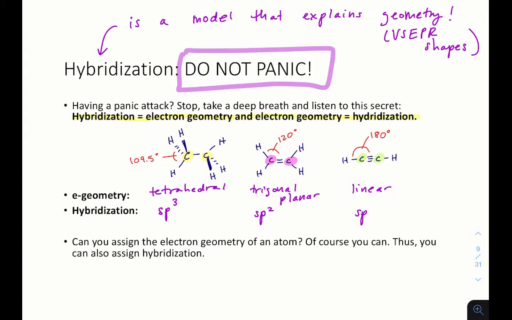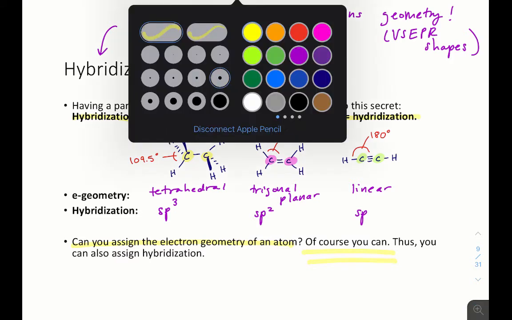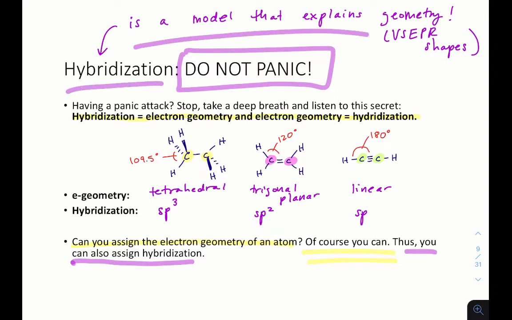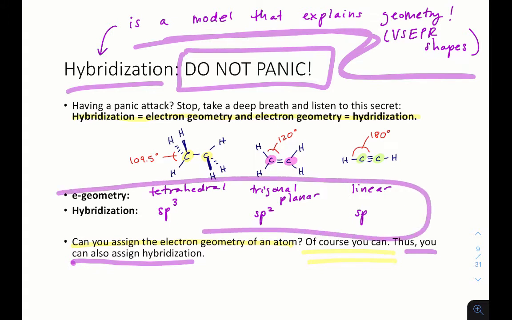So I ask you, can you assign the electron pair geometry of an atom? Yes, you can. You've been doing this for a while. You can do it. And if you can't do it right now, you're going to go back, review the last lesson, and then you'll be able to. And so because you can assign electron pair geometry, you can also assign hybridization. Remember, hybridization is a model that explains geometry. So this is always true.